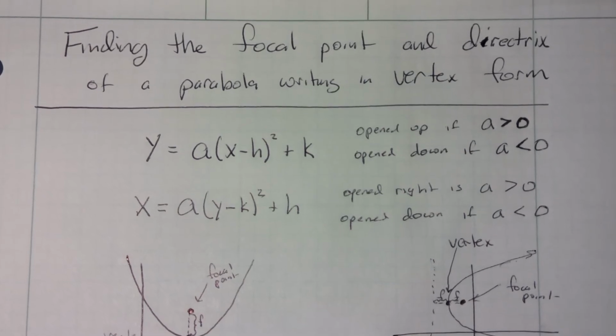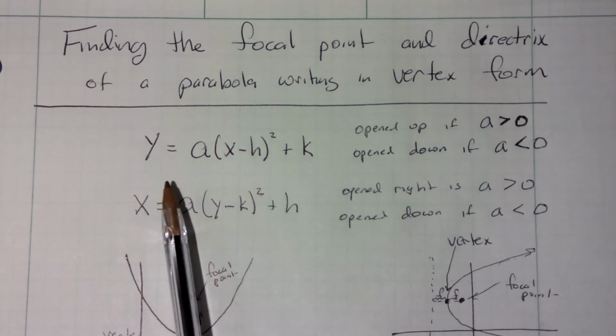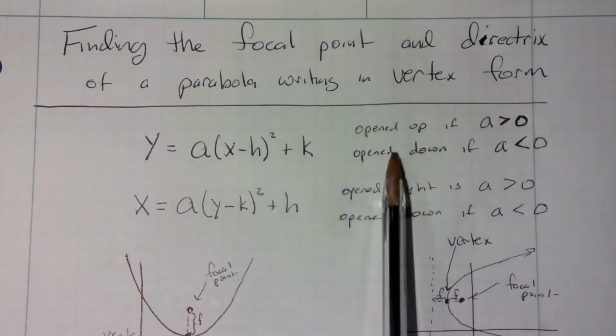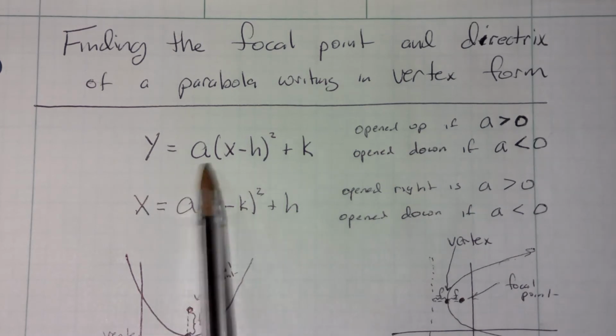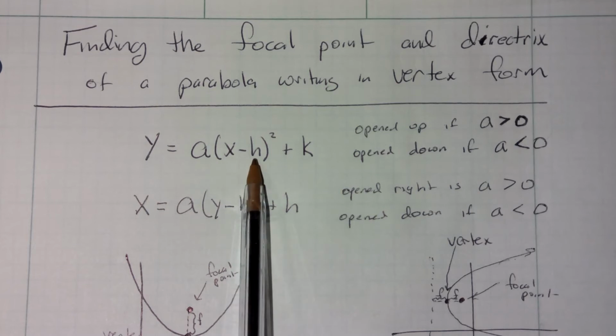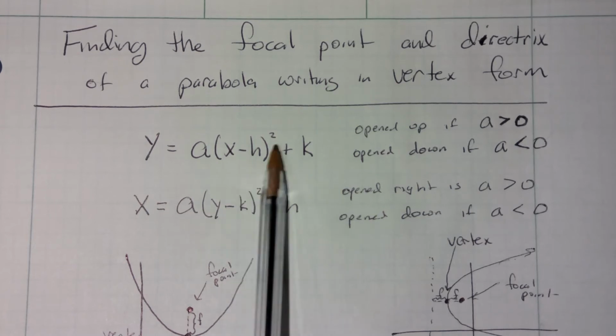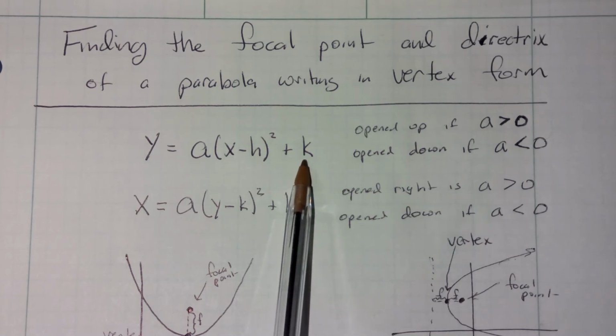Welcome. Today's lesson is on finding the focal point or the directrix of a parabola when it's written in vertex form. So let's remind ourselves what vertex form is. Parabolas that open up or down will have y equals some stretch times x minus the horizontal shift of its vertex in parentheses squared plus k, which is the vertical shift of its vertex.